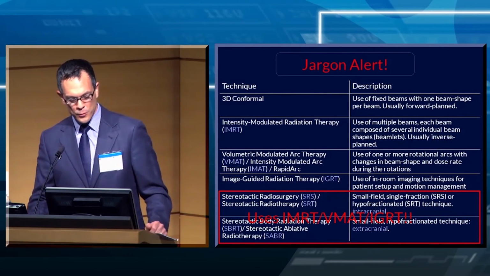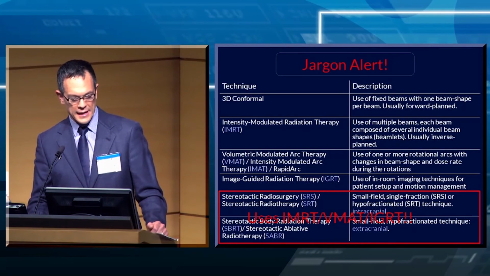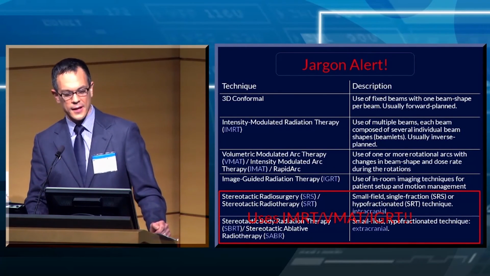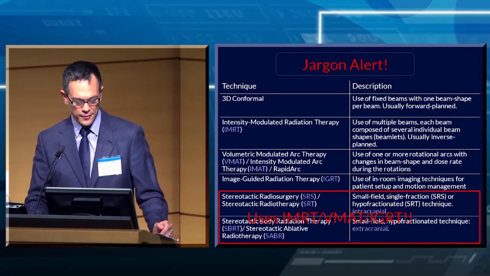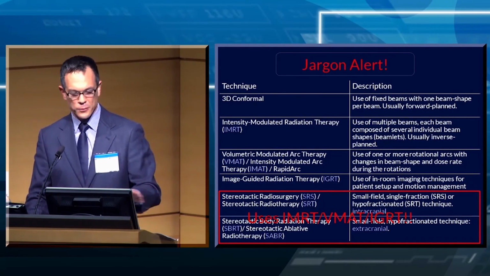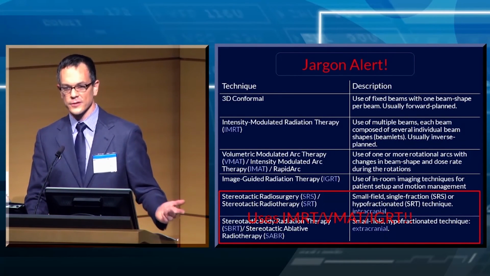What's important for radiosurgery is that they actually use all these other things. So radiosurgery can be done using intensity modulated radiation therapy and volumetric modulated arc therapy, and uses image guidance. So try to understand what all these terms are, but just remember that radiosurgery uses a lot of different techniques.